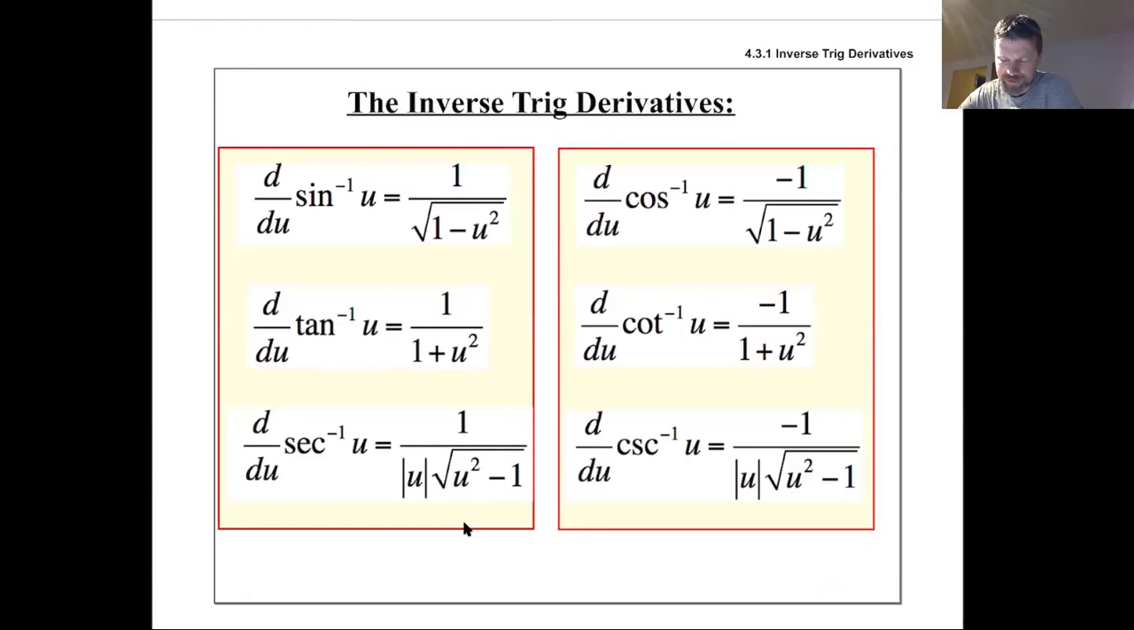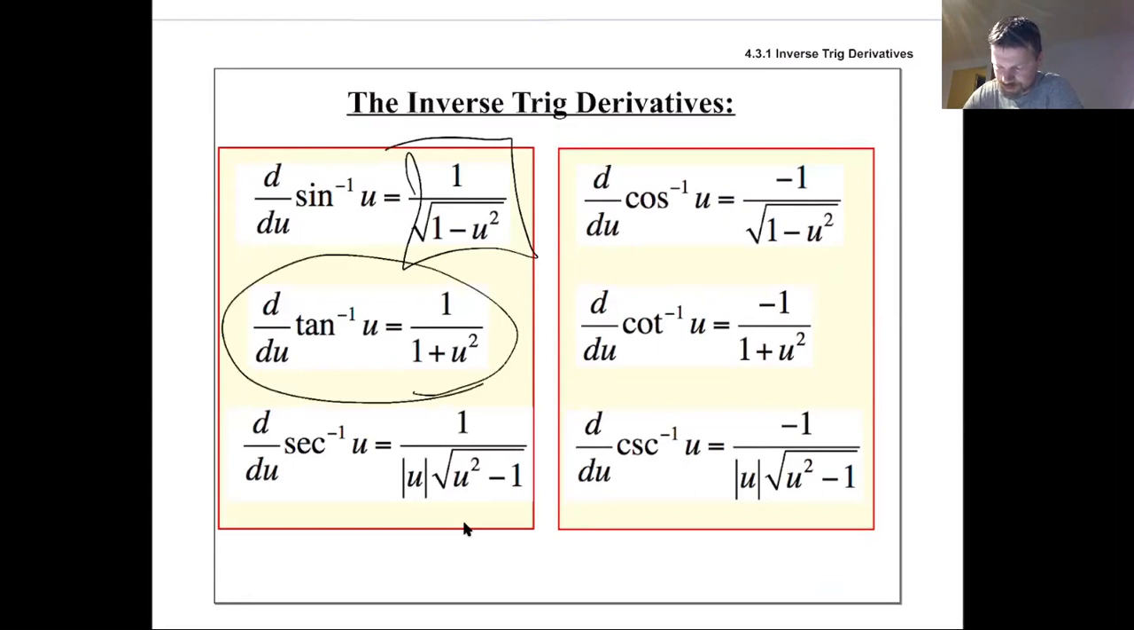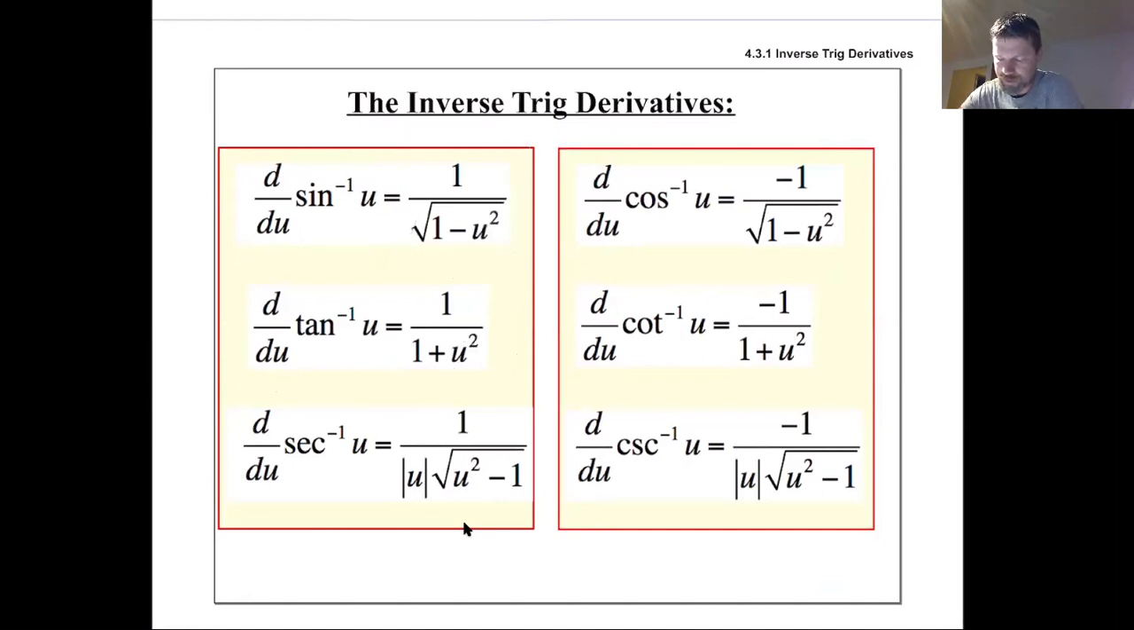Again, I've used u this time, but that's no different than x. So d du stands for the derivative. The derivative of arcsine is this thing, right? The derivative of arctangent we already talked about, 1 over 1 plus u squared, or x squared, or whatever your variable happens to be. I used u in this case just because sometimes there's something inside of that, and it kind of helps people remember that the chain rule is a thing. So you might have to use the chain rule. We'll do some examples like that. But here are your 6 inverse trig derivatives.